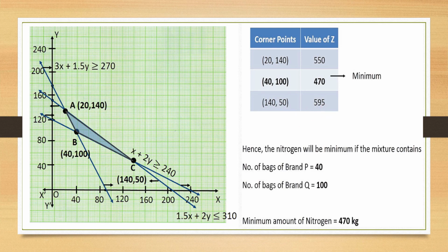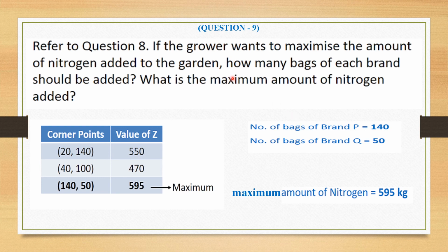Okay, so let us see. The question is the same, refer to question number 8. We needed to maximize the amount of nitrogen. How many bags should be added and what is the maximum amount of nitrogen? So we discussed it at 140, 50, 595. So the number of bags of brand P are 140, for Q it is 50, and the maximum amount of nitrogen is 595 kg.